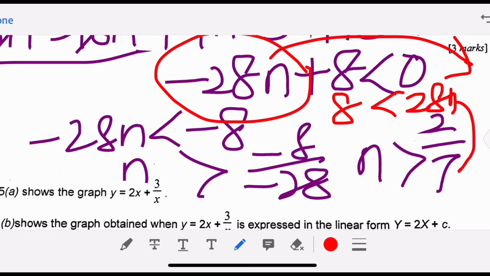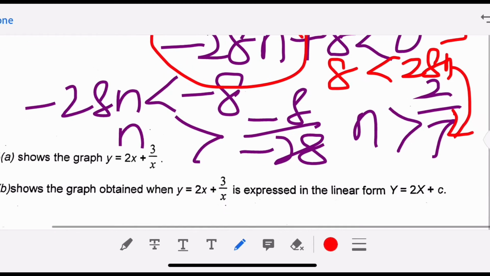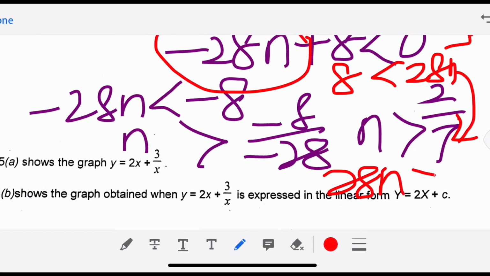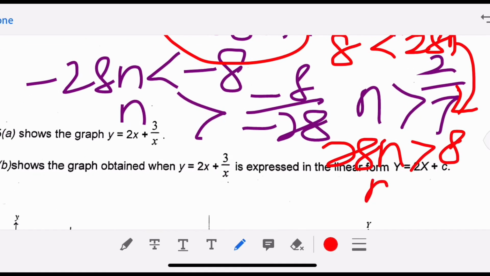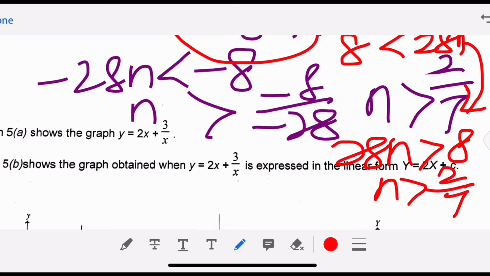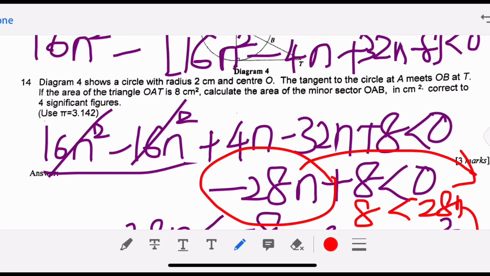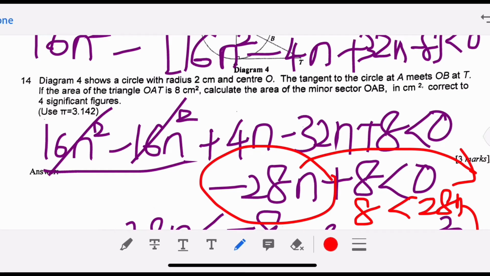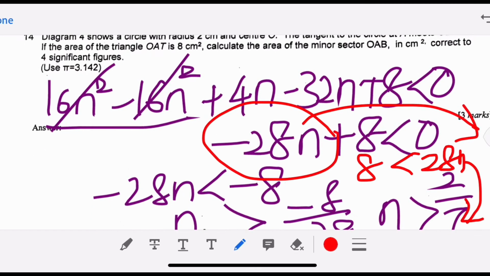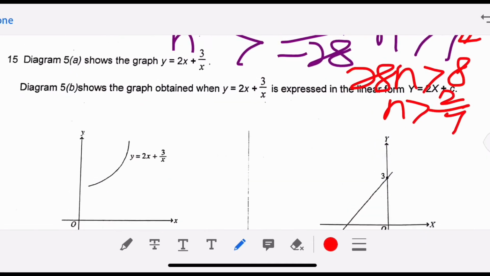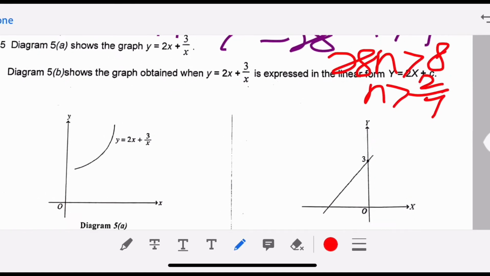Okay, there's another way: I shift the negative 28n to the right. So I will get 28n more than 8, okay? Because 28n is at the side which is more than. Okay, the symbol is more than. So if I solve, I will get the same answer. 28n is more than 8. So finally your answer will be the same, which is n also more than 2 over 7. So no matter how you do, you get the same answer.